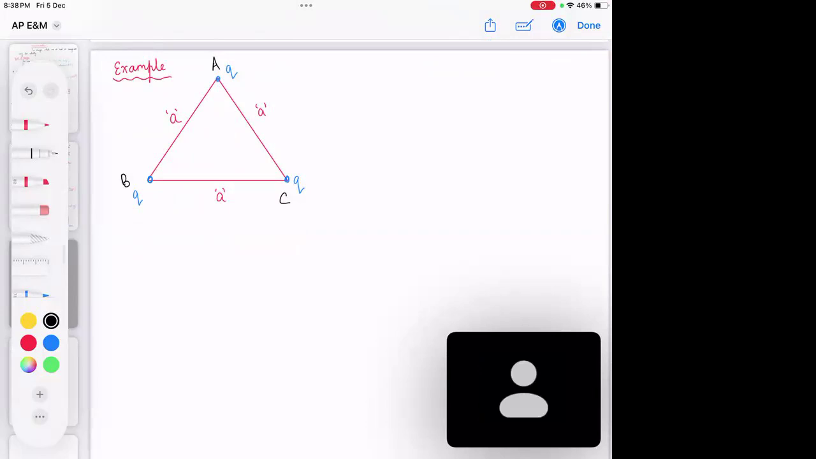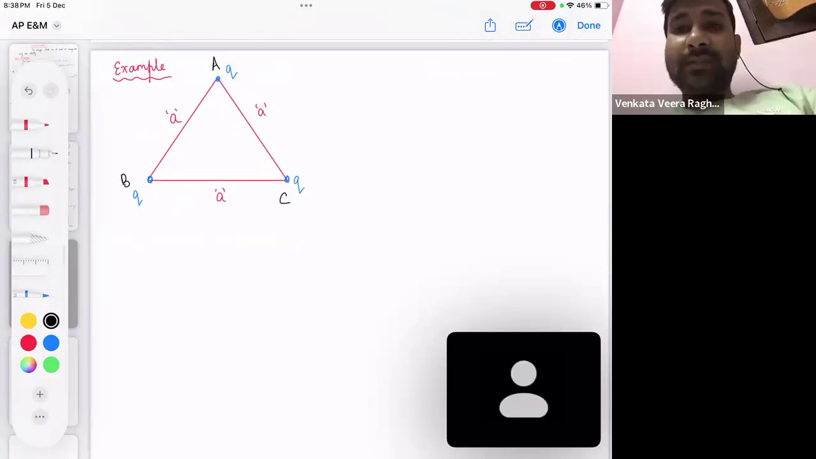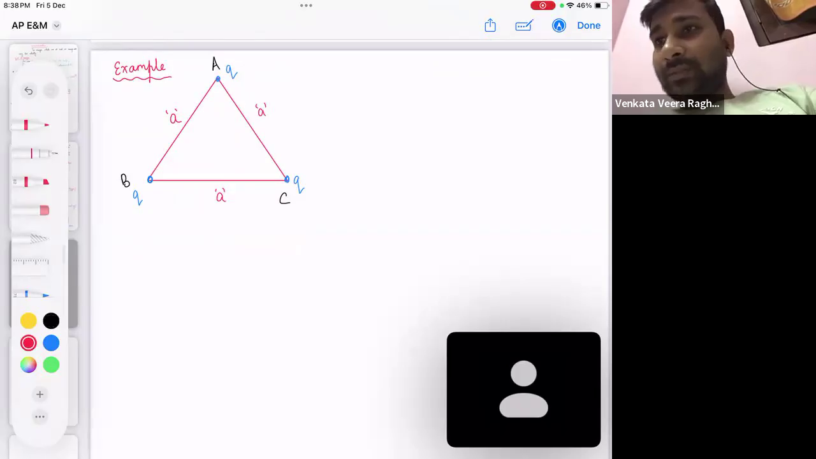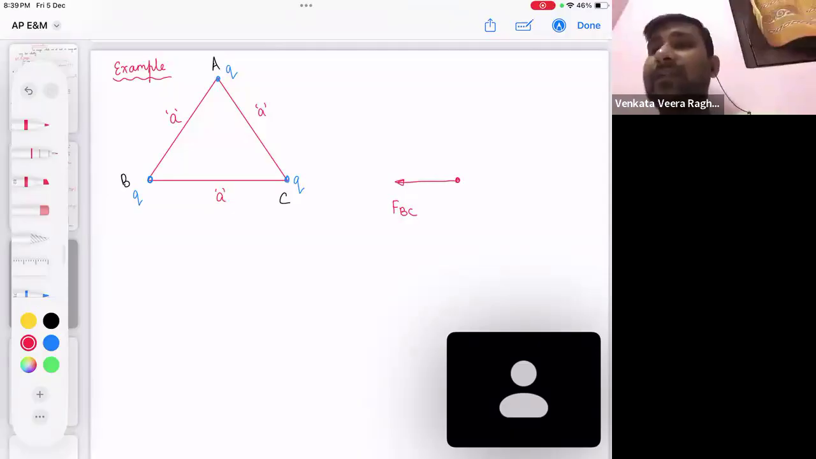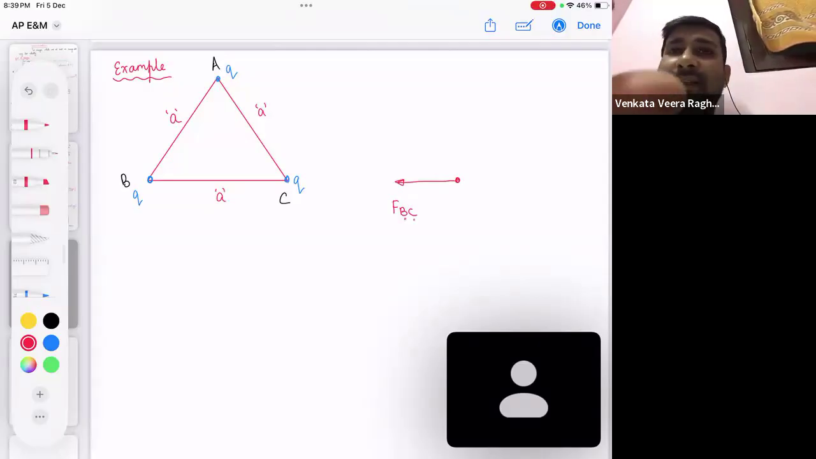So now let's write how much it is going to be. Tell me, how will C apply force on B? It is the force on B due to C. You know this kind of symbol we use. FBC means force on B due to C. If you see an expression like this written in a question, FBC means the force applied on B due to C.